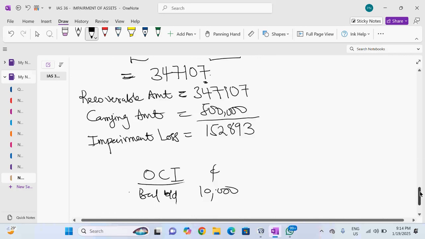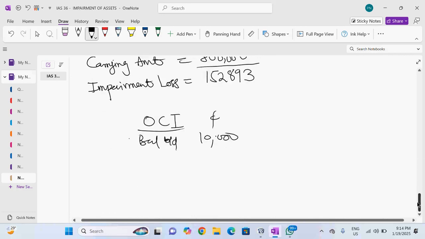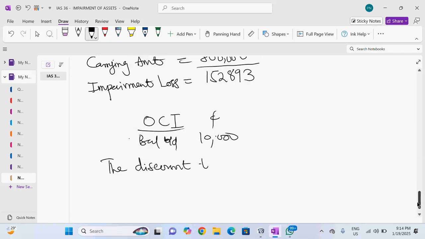So let's continue with discounting. The next thing I'll talk about is the discount rate to use. Sometimes in a question you can be given more than one discount rate. You have the pre-tax discount rate and the post-tax discount rate. So let's look at something like that.